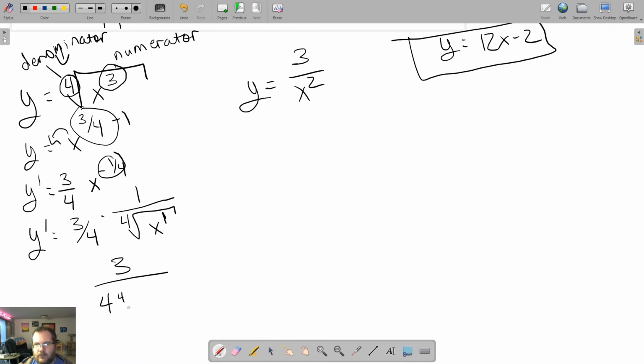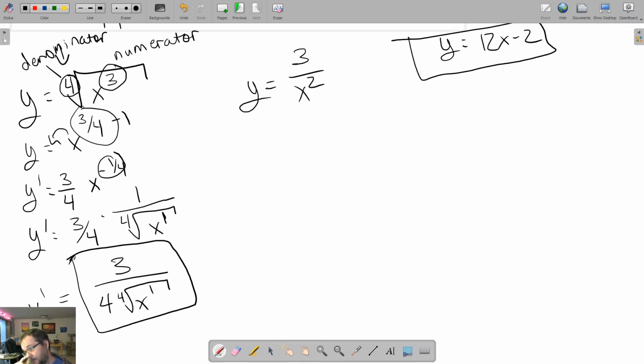So further multiplying these two together, you would get 3/4 times the 4th root of x to the 1st. So this would be an okay answer, even though it has a radical in the denominator, which is technically considered inappropriate for math. But pretty sure this is what Delta Math is looking for. We'll test that in just a second.